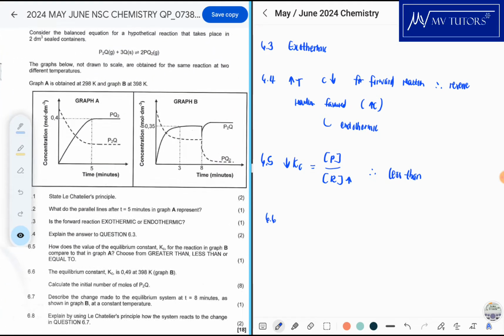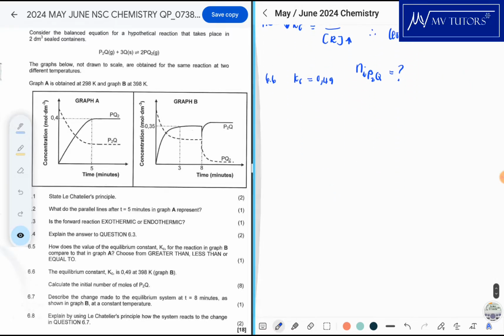I'm sure you must be wondering what's happening. Now, when it comes to the equilibrium constant, they tell us that Kc is equal to 0.49. It's less than 1, which tells us that our reactants are higher than our products. Now it says calculate the initial number of moles for P2Q. That is basically our reactant. So for the initial number of moles, we're going to have to draw our table.